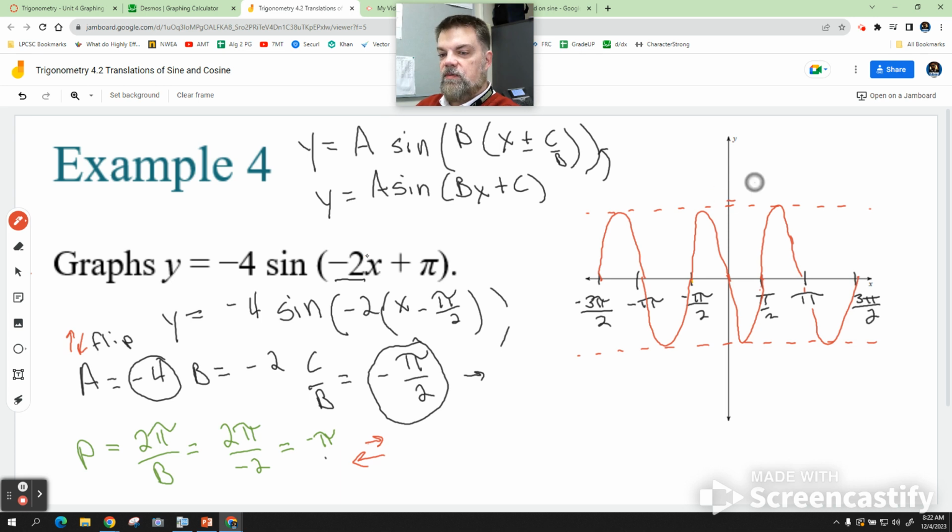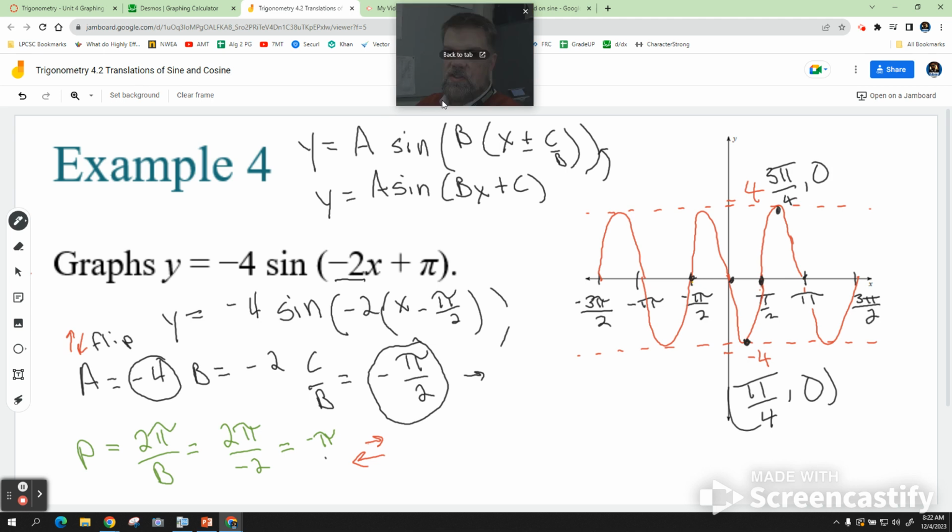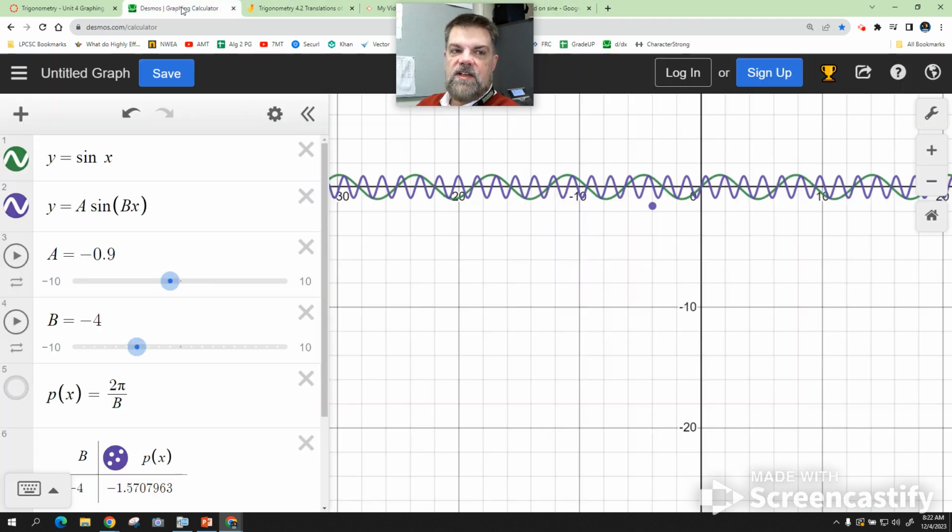And remember, this is from 4 to -4. All right, so I'm going to label some points. Hopefully we're right. This point down here should be pi over 4, 0. This point over here should be 3 pi over 4, 0. And it should cross the x-axis every half pi. All right. So let's try to do this in real time.